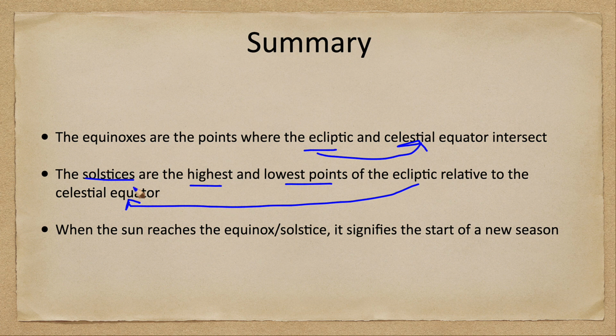So when we look at these, there are really all 4 points: the highest point, the lowest point, and the 2 points on the celestial equator that occur. So when the sun reaches an equinox or solstice, that signifies the start of a new season.